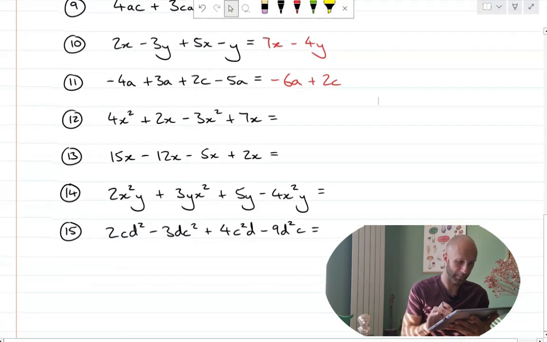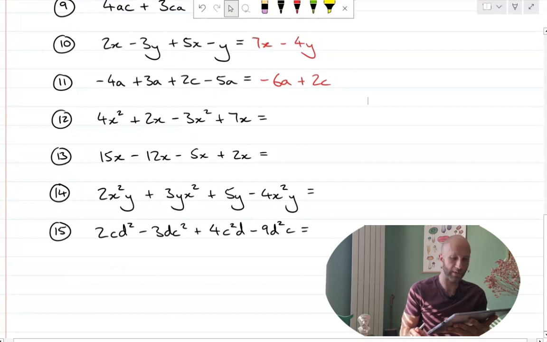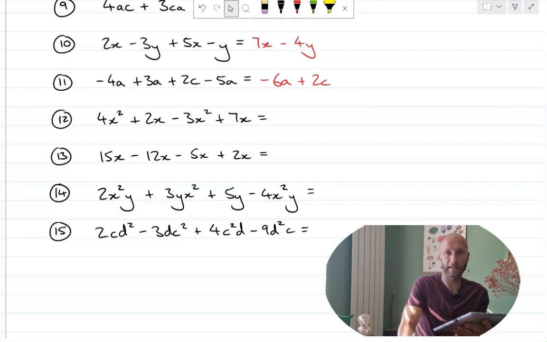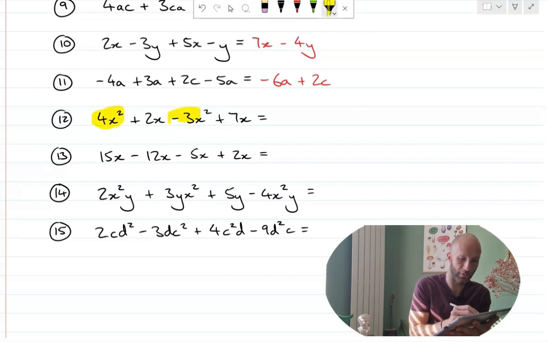Number 12. So here we have 4x squared plus 2x minus 3x squared plus 7x. We cannot mix x's and x squareds when we're adding and subtracting. They are very different. It's like an x and a y. So we can only mix the x squared with other x squareds, and we can only mix the x's with other x's.